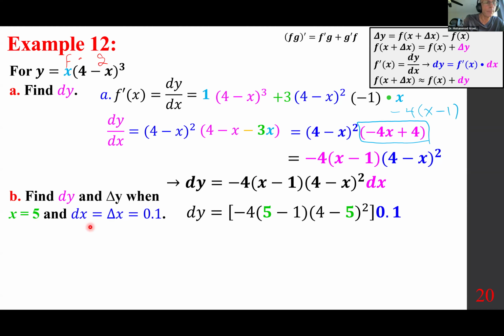As we do so, this becomes 4, this becomes -1, squared becomes +1, so it has no bearing. The product of -4 and 4 is -16, times 0.1 is -1.6, and we are done.